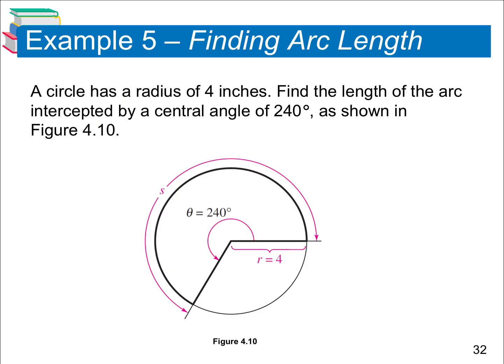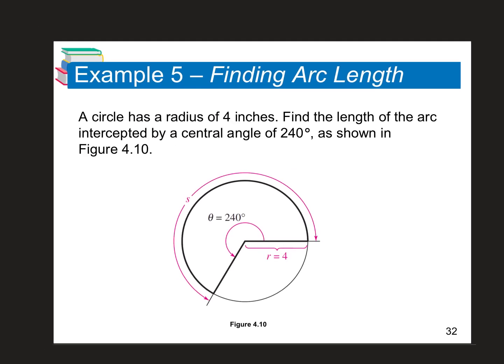So let's do a couple problems here. First of all, it says a circle with a radius 4. So write down, I have r equals 4. So you have a circle with a radius of 4 inches. Find the length of the arc intercepted by the angle. So they're telling you the angle is how much? 240 degrees, as shown in the figure. So look, here is the angle they're talking about. The arc length is how long the edge of the circle is, the outside of it, we'll say.